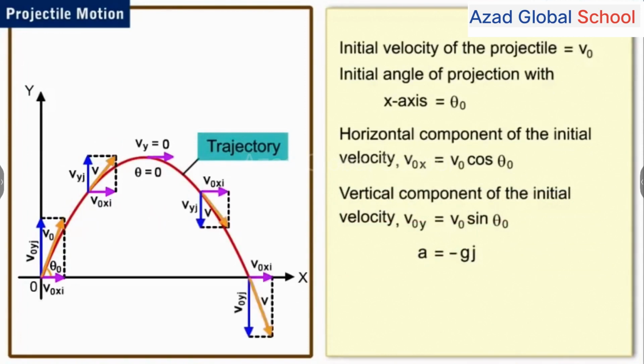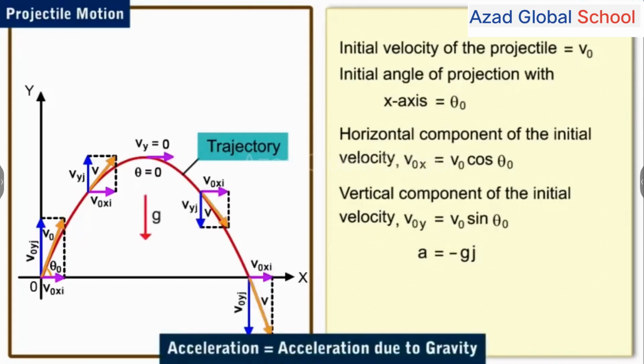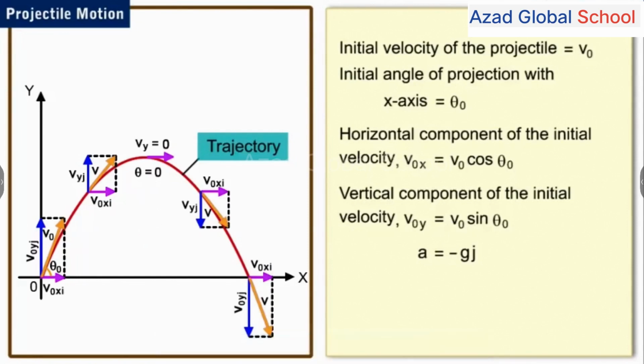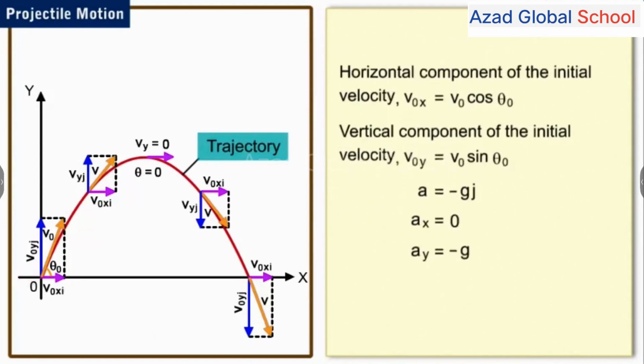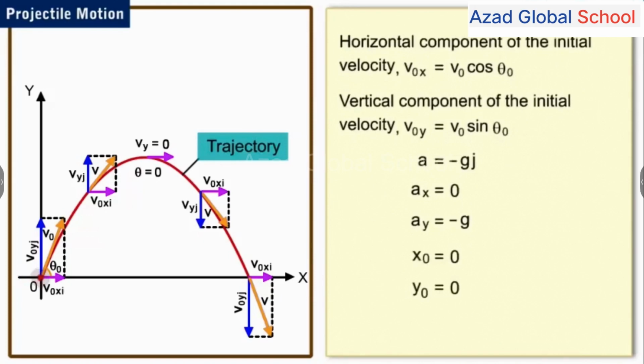As the vertical component of the projectile motion has an acceleration equal to the acceleration due to gravity, here a is equal to minus gj, ax is equal to 0 and ay is equal to minus g. Consider the origin is at the initial position of the projectile. Therefore, x0 and y0 are equal to 0.